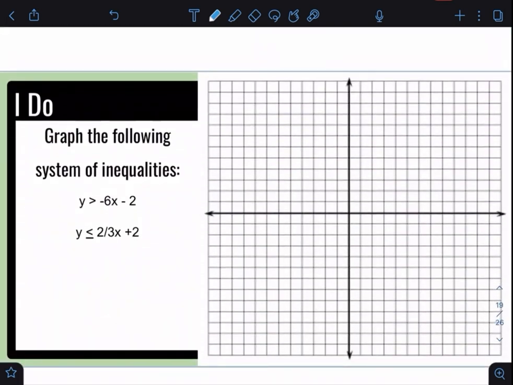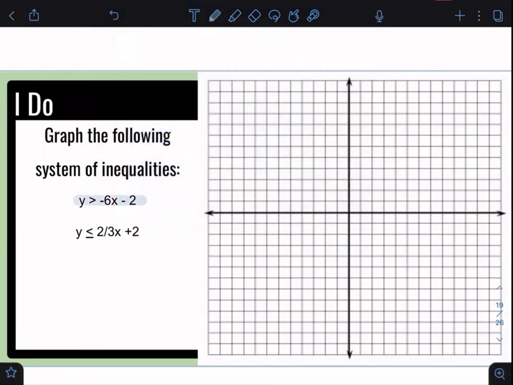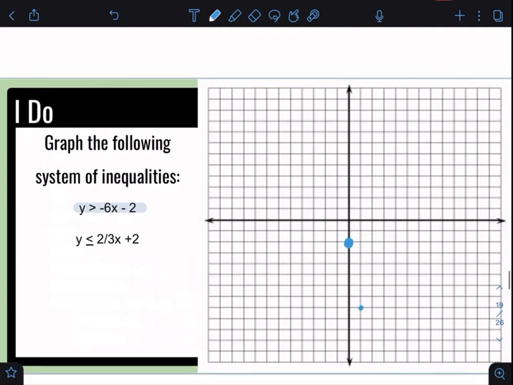Alright, let's try this. Let's graph this first one. We'll put this one in blue. So, negative 6x minus 2. Negative 2 means we're going to go down 2. The negative 6 means we're going to go down 6, 1, 2, 3, 4, 5, 6, and to the right 1. Now I can't go down anymore, so we're going to go up 6, to the right 1. Then up 6, to the left 1, I meant to say.